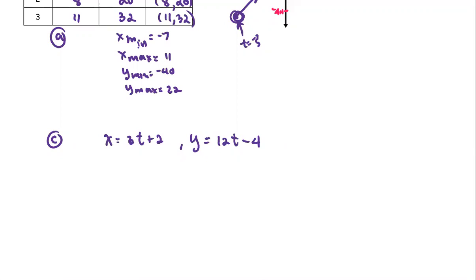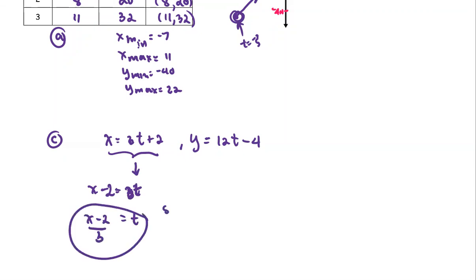And this one, it looks like it's easier to solve for t using the first one, the x term. So for this one, we get 3t equals x minus 2, or t equals (x minus 2) divided by 3.